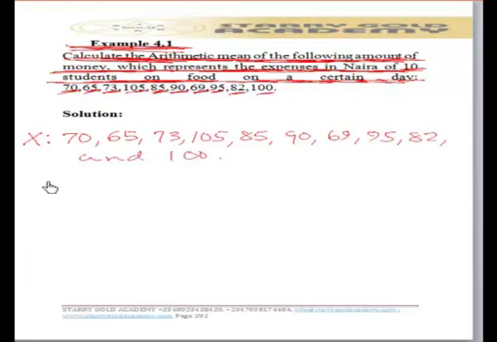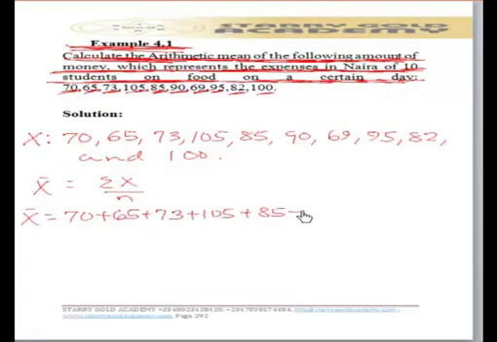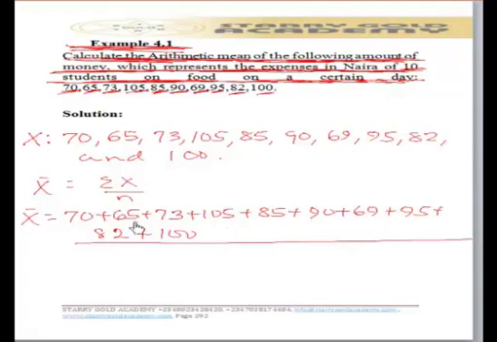To compute the arithmetic mean, which is summation x over n, we have to put all this in addition form. That will give us 70 plus 65 plus 73 plus 105 plus 85 plus 90 plus 69 plus 95 plus 82 plus 100 all over n. N is the number of observations: 1, 2, 3, 4, 5, 6, 7, 8, 9, 10, all over 10. So we now have our bar x.